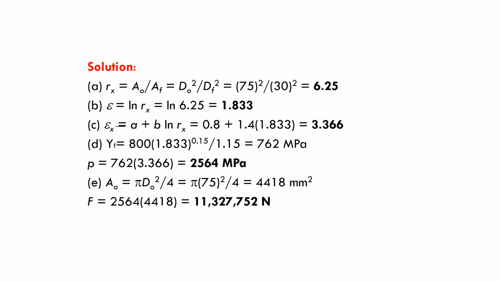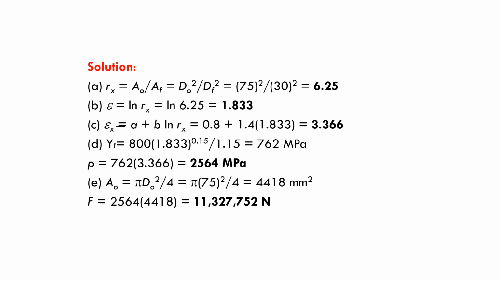The next one is the extrusion strain with the Johnson equation. You can calculate it by using a plus b ln Rx. A is given, b also is given, so you can just replace them into the equation and you will get the value 3.366.